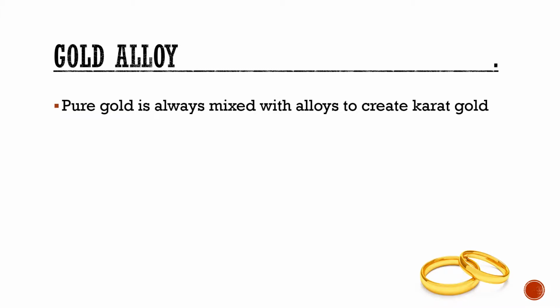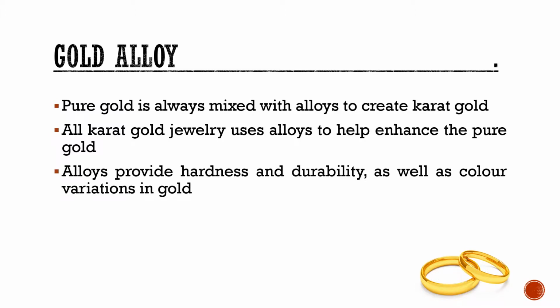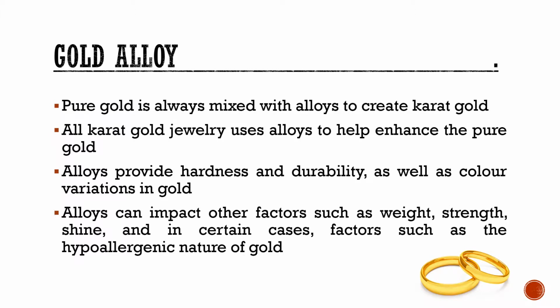So the material that we chose for the gold jewelry is gold alloy. Pure gold is always mixed with alloy to create carat gold. All carat gold jewelry uses alloys to help enhance the pure gold. Alloy provides hardness and durability as well as color variation in gold. Alloy can impact other factors such as weight, strength, shine, and in certain cases, factors such as the hypoallergenic nature of gold.